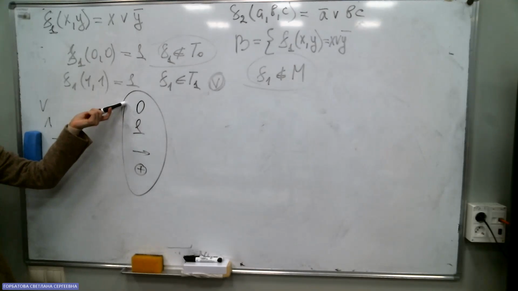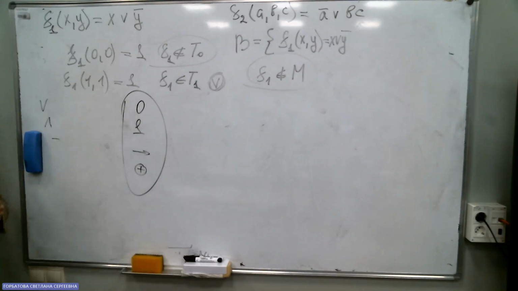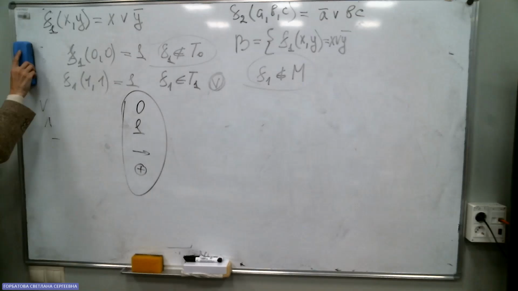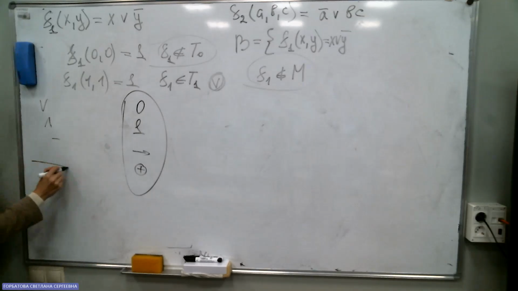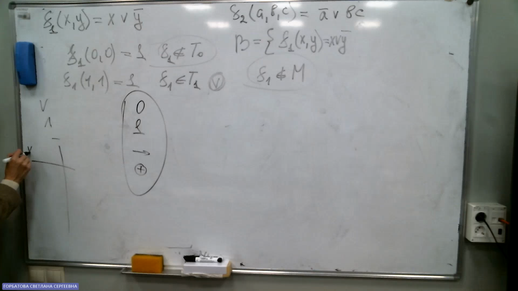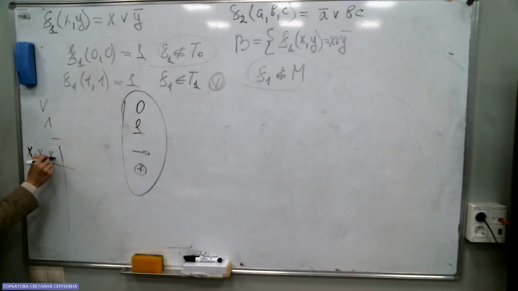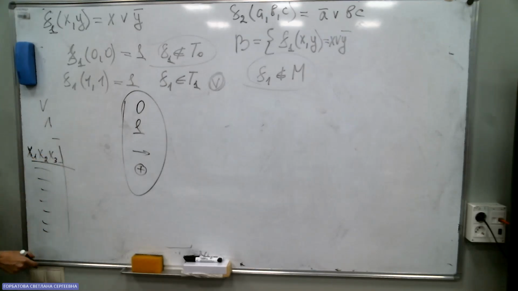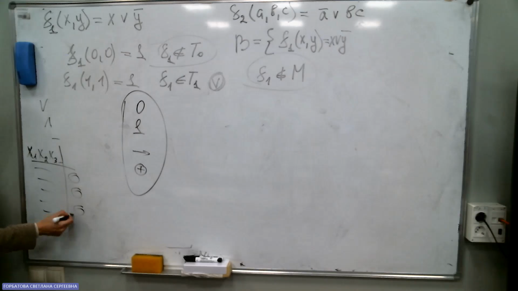What does it mean by zero here? Constant 0. It is a function whose truth table has several variables, x1, x2, x3, and so on, a lot of points, but for all of them the value is 0. It is constant 0.